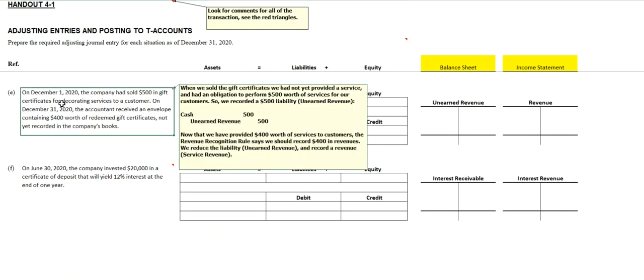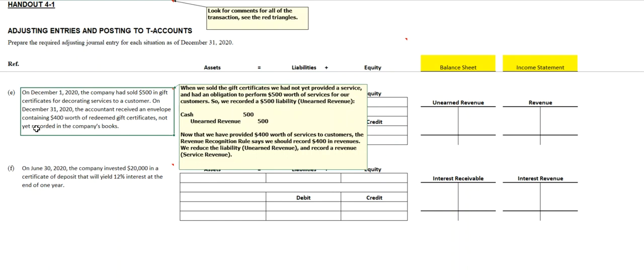All right, let's take a look at transaction E. On December 1, the company had sold $5,000 in gift certificates for decorating services to a customer. On December 31st, the accountant received an envelope containing $400 worth of redeemed gift certificates, and they've not yet been recorded in our company's books.